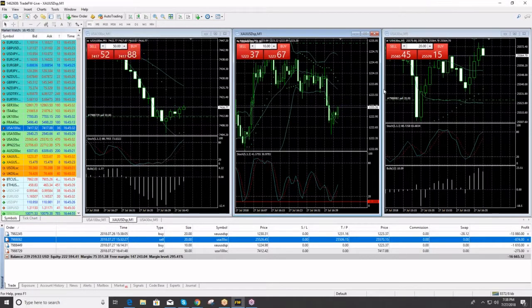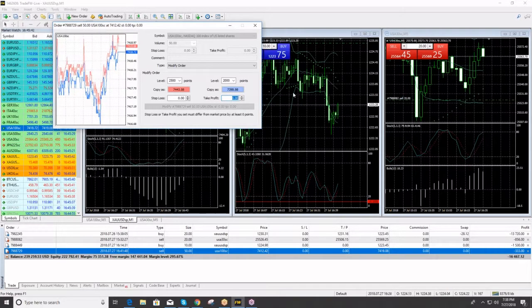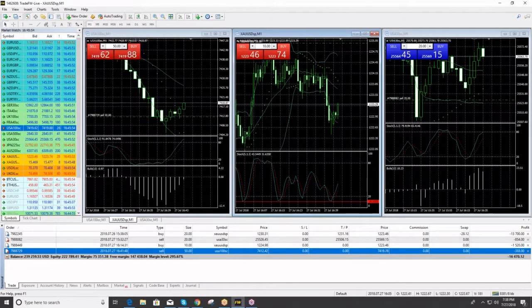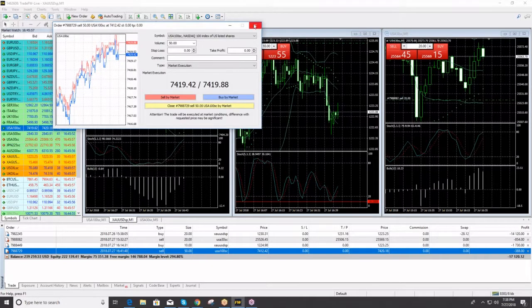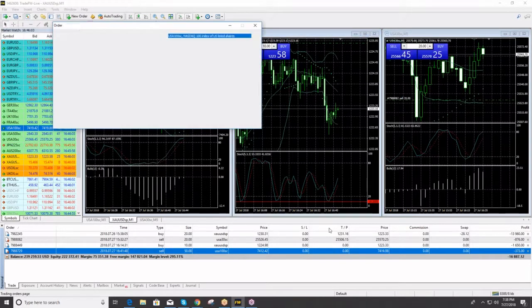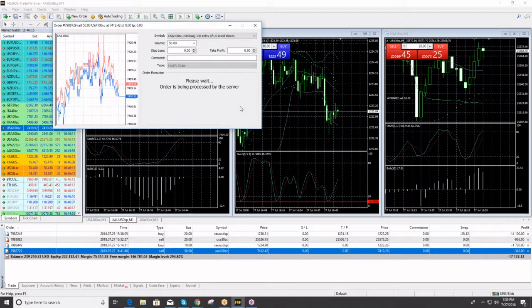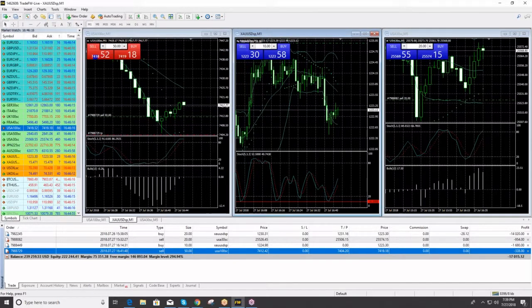However, come on, this is our last trade for today. Let me put a small take profit over here, and this is going to be our last trade for today. So I put my take profit. Here we go, on Nasdaq.